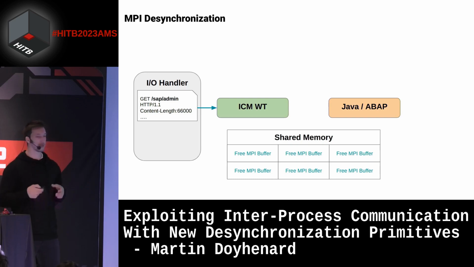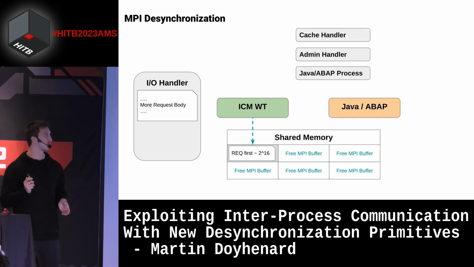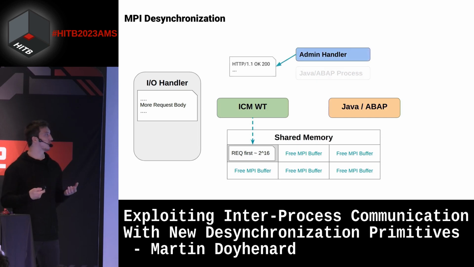but in this case, it's resolved by an internal handler? So if we send something to /SAP/admin that we know it's going to be resolved, and the request is large, the first thing that is going to happen is the ICM is going to reserve an MPI buffer. It will store the first 65 kilobytes, and then it will call the internal handlers. The cache handler will fail, and now the admin handler will be able to resolve the request.